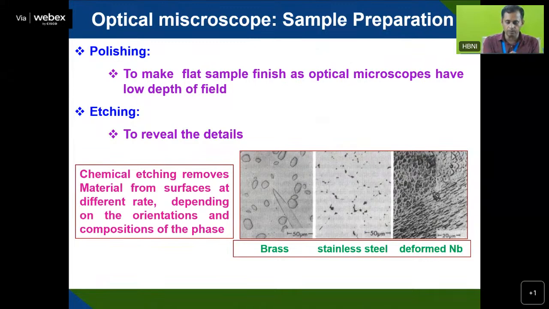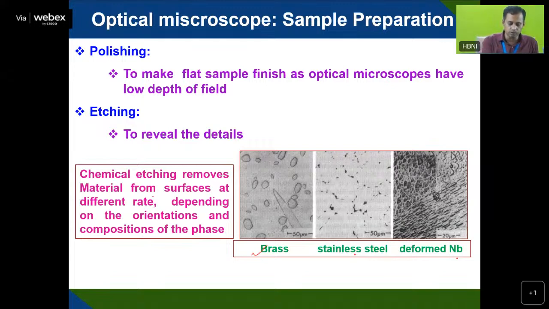First of all, you have to polish it to make a flat sample finish, as optical microscopes have a low depth of field; the depth of the field of view is less in an optical microscope. That's why the sample has to be flat and optically finished. Then you have to etch it to reveal the chemical details. Here you can see a brass image, this is stainless steel, and this is newly deformed niobium.